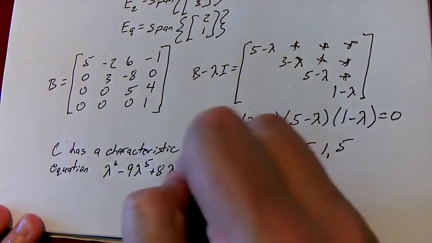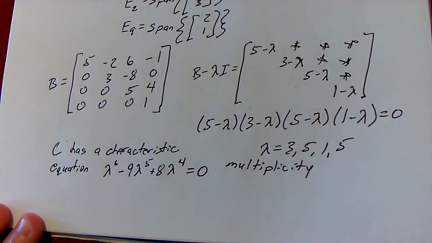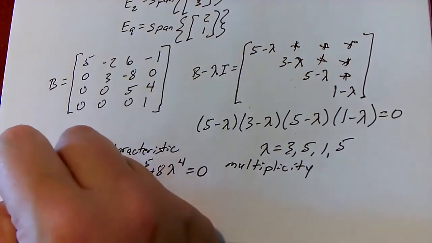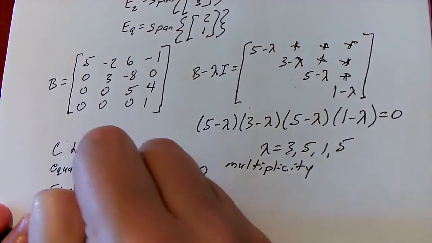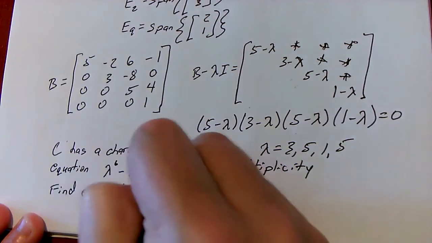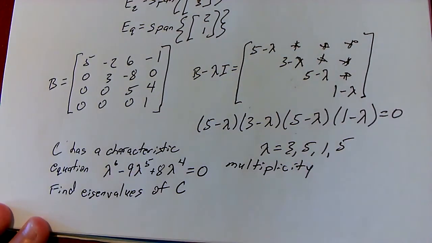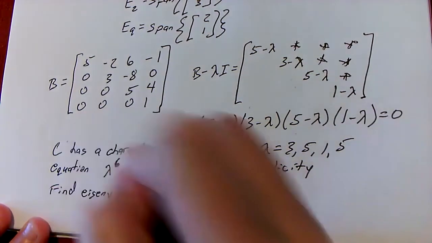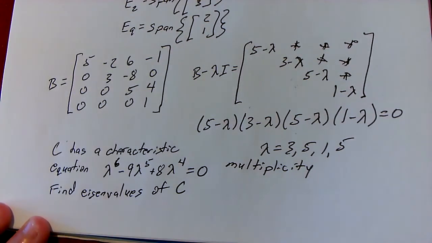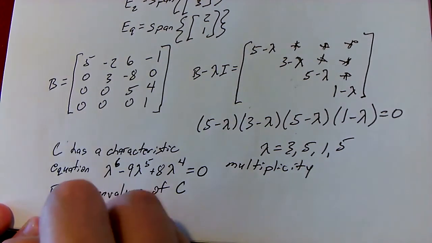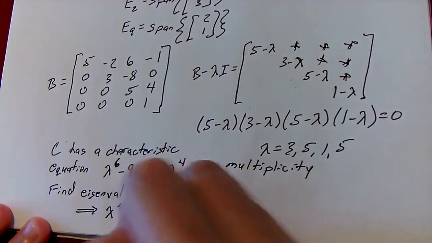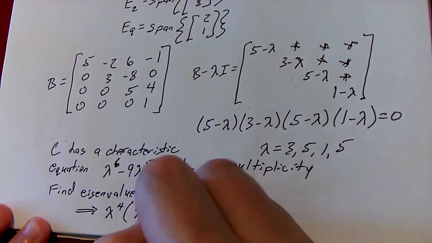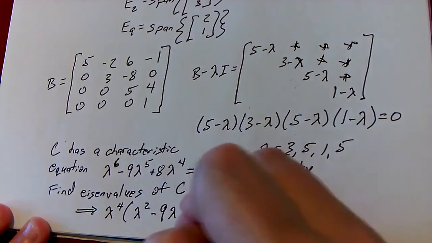Okay, and that's the characteristic equation. So I'm setting that equal to 0 to find the eigenvalues of C. As I look at this, all three of these terms have lambda to the 4th in common, so I'm going to factor out that lambda to the 4th. It's going to leave me with lambda squared minus 9 lambda plus 8 equals 0.